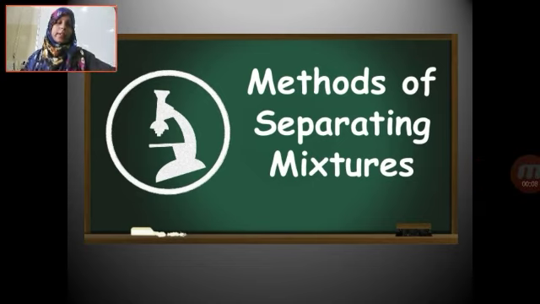So, children, here is a chapter, that is methods. This is the topic, methods of separating mixtures. Can you guess which lesson this is from? Yes, children, it is from lesson number 5, that is separation of substances. I know this is a little bit confusing and the concept is not yet clear, so I will be explaining these methods again in detail today. Okay, so let us start with the topic, methods of separating mixtures.